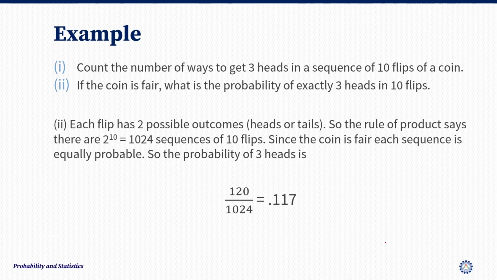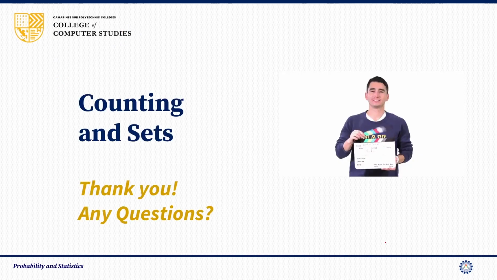For number 2, if the coin is fair, what is the probability of exactly 3 heads in 10 flips? Each flip has 2 possible outcomes, heads or tails. So the rule of product says there are 2 to the 10th, which is equal to 1024 sequences of 10 flips. Since the coin is fair, each sequence is equally probable. So the probability of 3 heads is 120 divided by 1024, which is 0.117 or 11.7%.